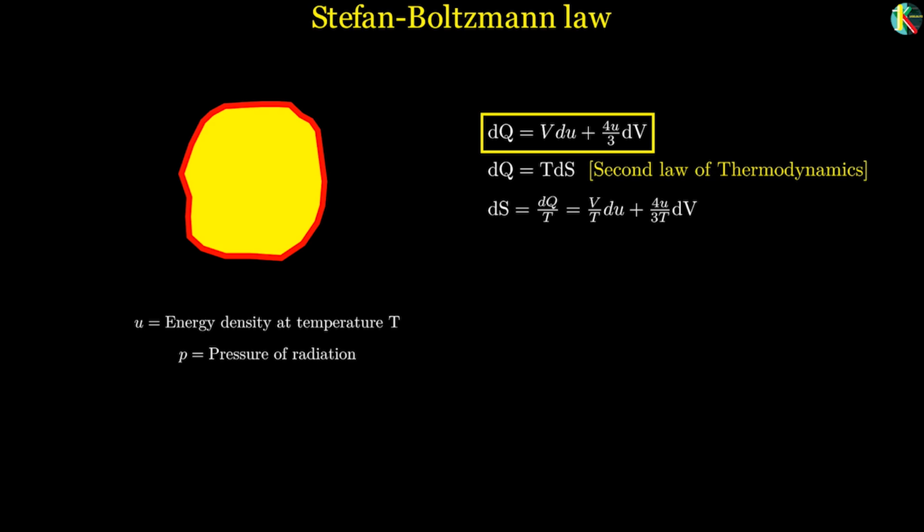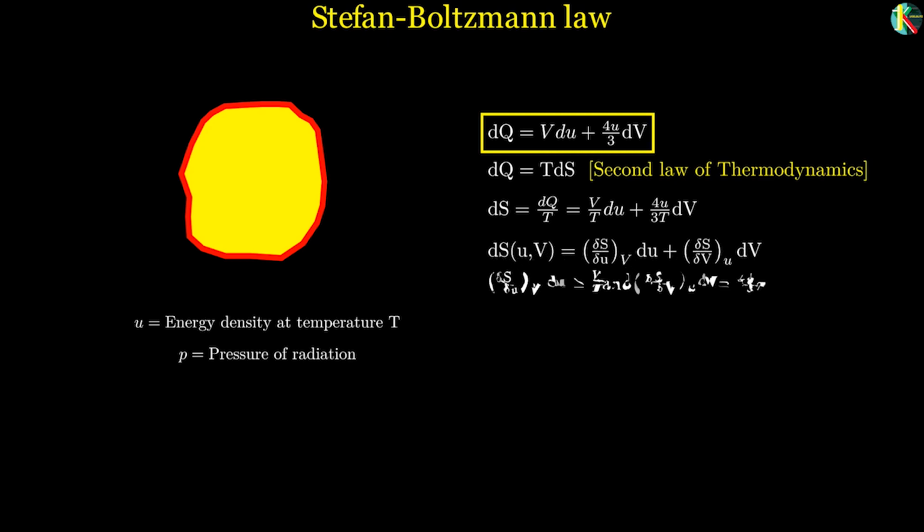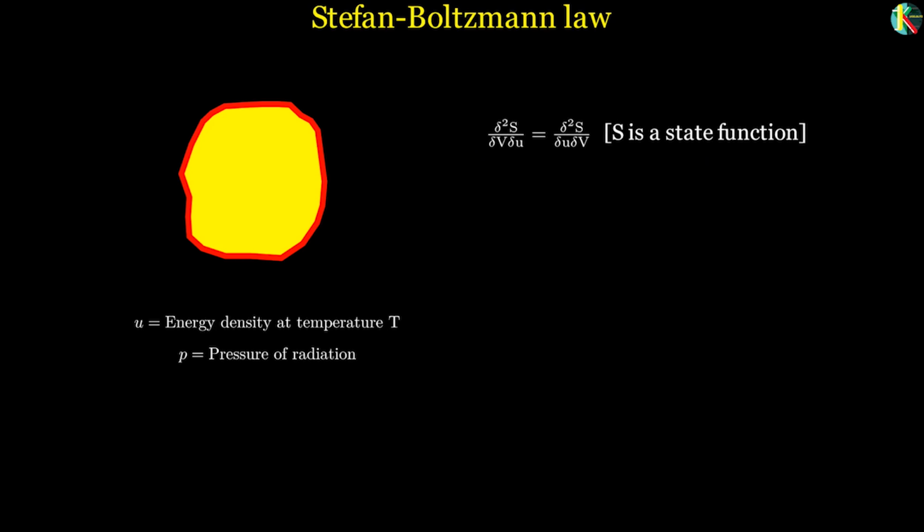Now, according to partial differentiation, we can write dS like this. So by comparing the two equations, we have these conditions. As S is a state function, the second order derivatives will be related in this manner. Now the temperature T is not a function of the volume, it only depends on the energy density. So the equation will look like this.